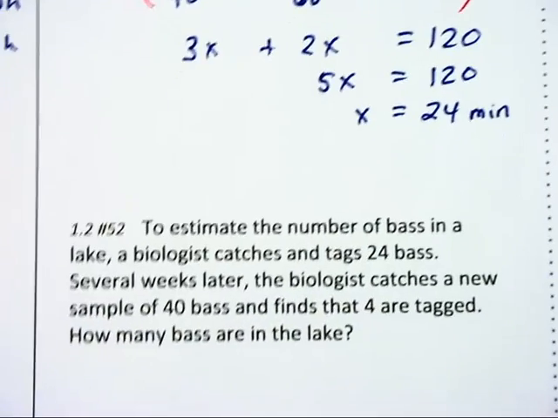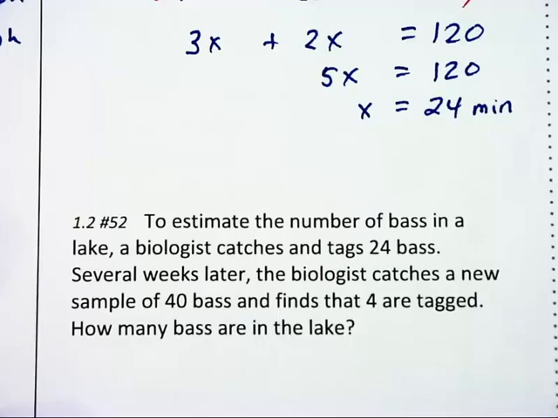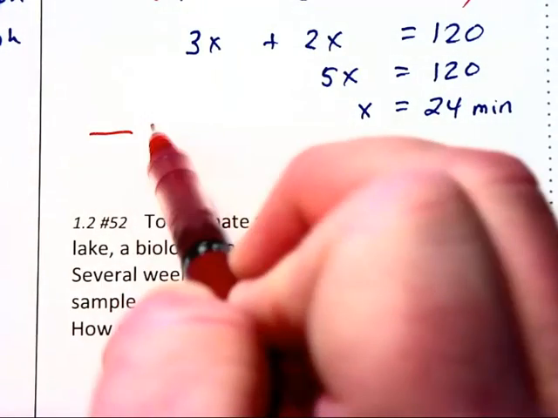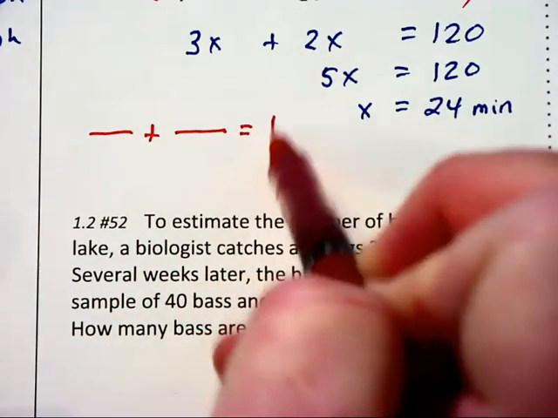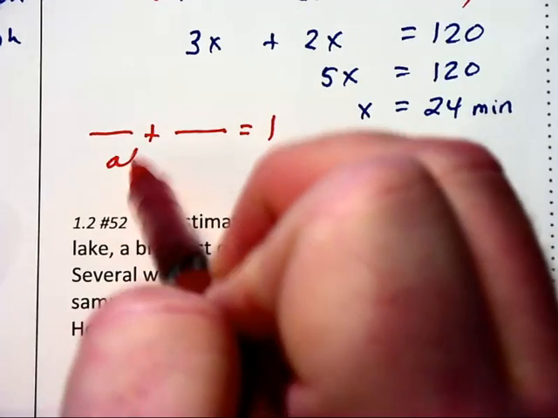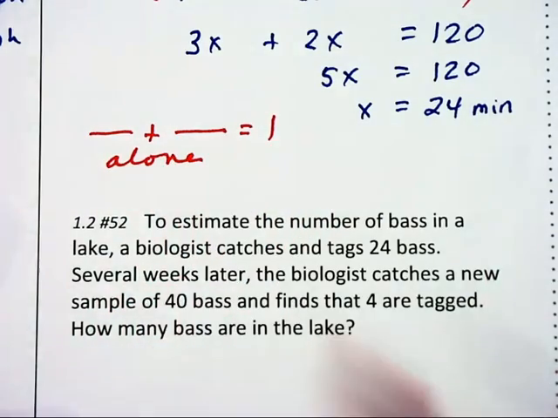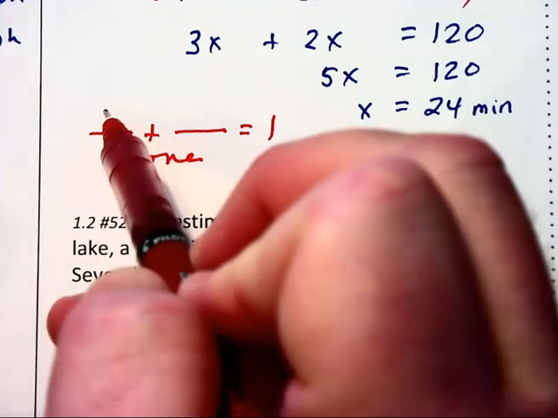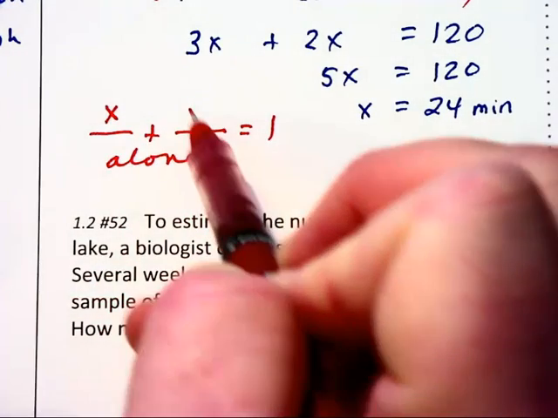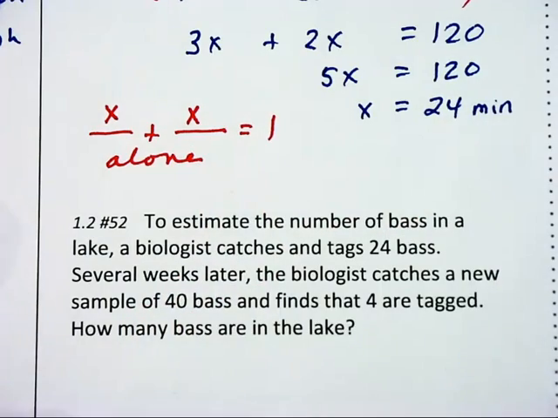Typically in this type of problem, the way I set my problem up is I say fraction plus fraction equals 1. I put their alone times down in the denominator, just as we had the 40 and the 60 in this problem, and I put the amount of time they're working together up in the numerator, and that usually is the equation that will solve the problem for you.